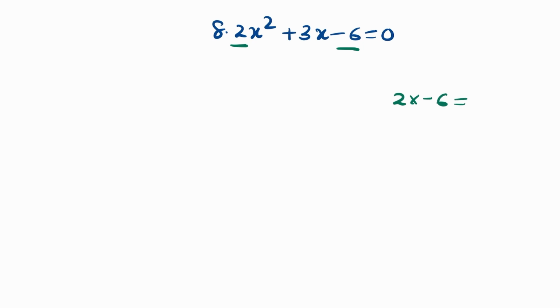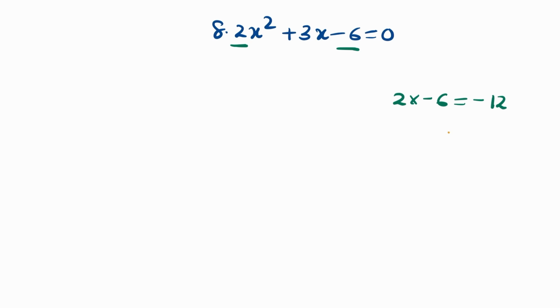Let's move on to the 8th question, which is 2x squared plus 3x minus 6 equal to 0. First of all, let's see if we can solve this using factorizing. Now, in order to solve this using factorizing, we should multiply the a and c terms together. What are the a and c terms? 2 and minus 6. 2 multiplied by minus 6 is equal to minus 12.